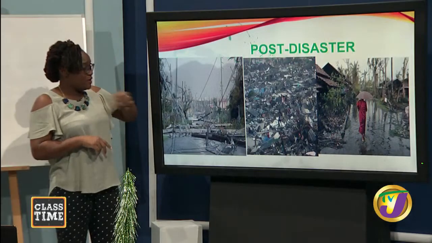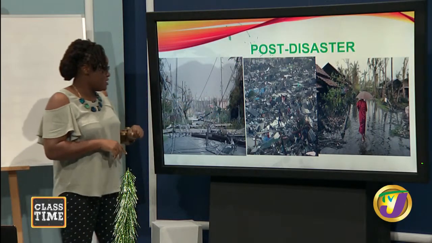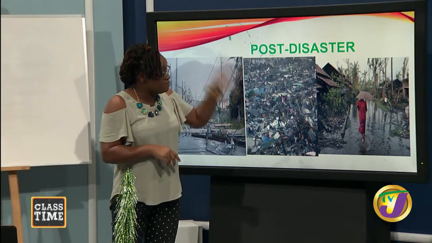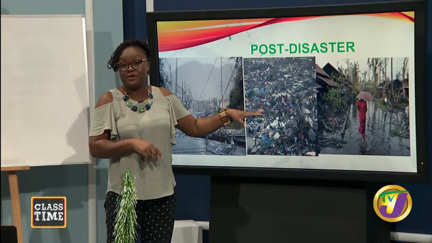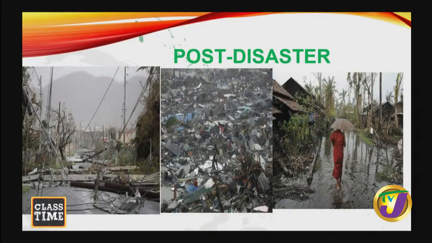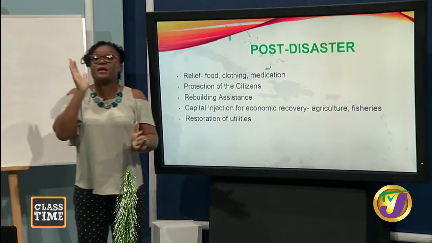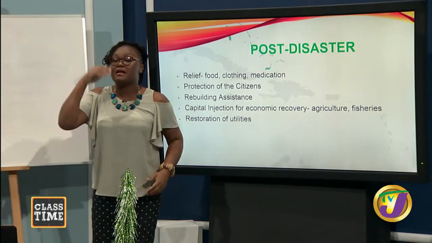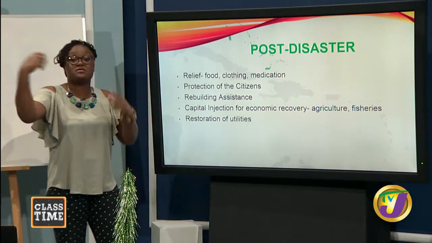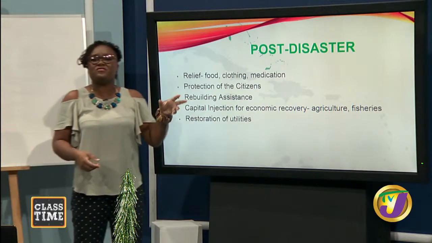Post disaster. Look at what's happening here in these pics. We have down power lines. Everything here is a mashup, you know. It just mash up. All of the houses mash up. And then over here now, flooding. So these are three different things that are happening there. Post-disaster. So you want to ensure that you have the communication up as quick as possible. You want the utilities back up, the water and the light and so on. So people can talk to people. You want protection of the citizens, you know.